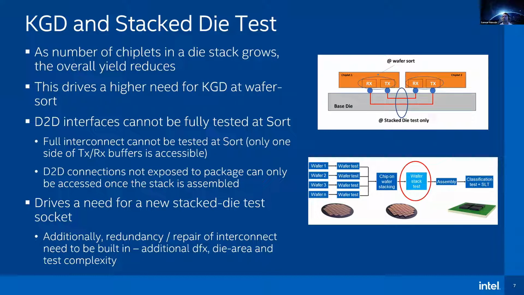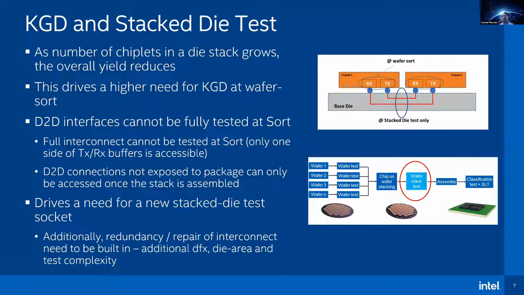So this known good die poses an interesting problem. Die-to-die interfaces cannot be fully tested in the sort space. You just don't have that connectivity. The diagram here indicates that you can access the one side of the interconnect in your dielet or in your chiplet, but the actual interconnect and the actual connection between the two die can only be accessed once the stack is assembled. It's not exposed to the package. These are pure die-to-die connections through the substrate, through the base die, and you can only get to them once the die are put together on the stack.